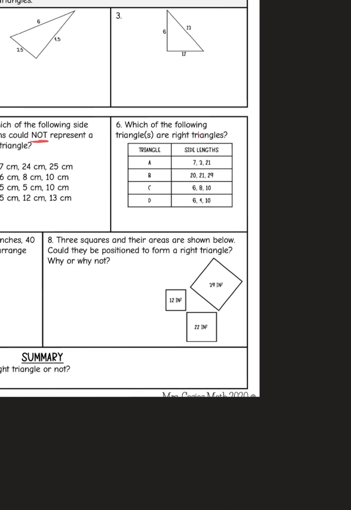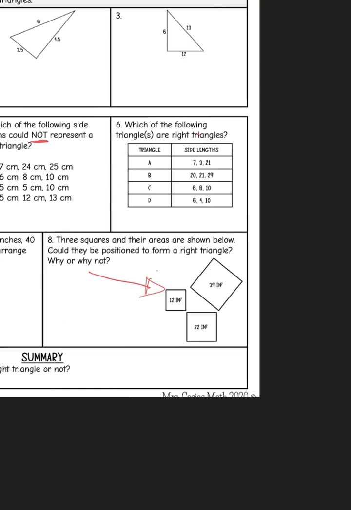Could they be positioned to form a right triangle? Why or why not? I want to give you a hint. If you made it this far in the video, 7 minutes in, because I said this was going to be short, but yeah, I'm just trying to be a liar. I apologize.